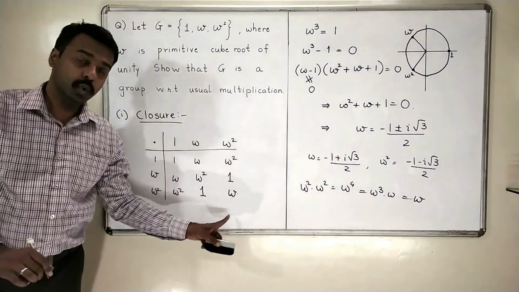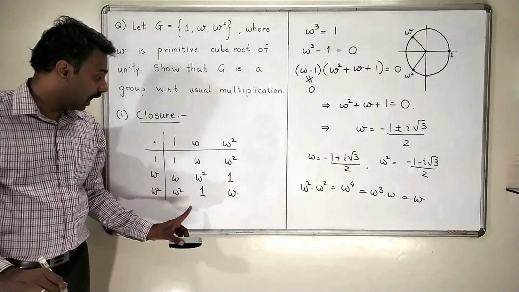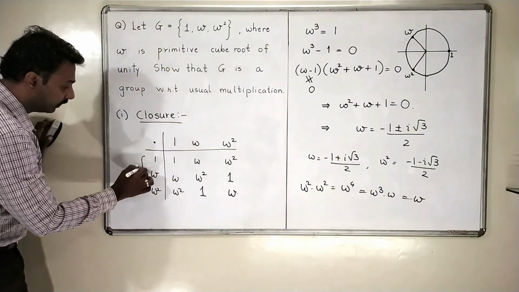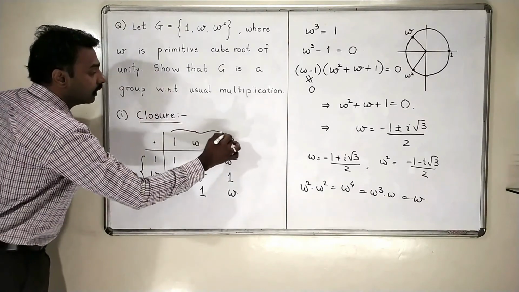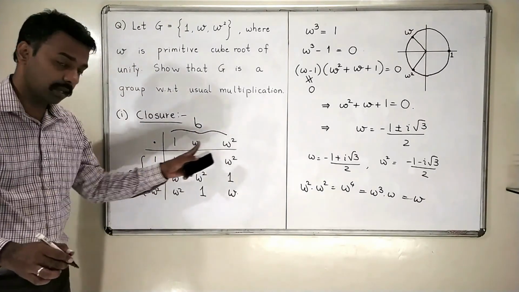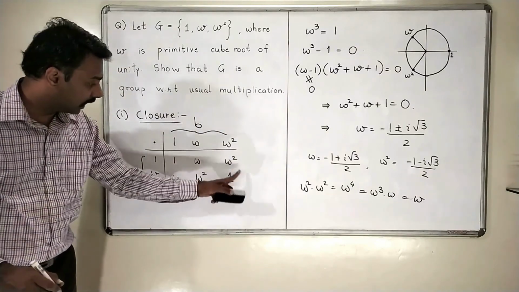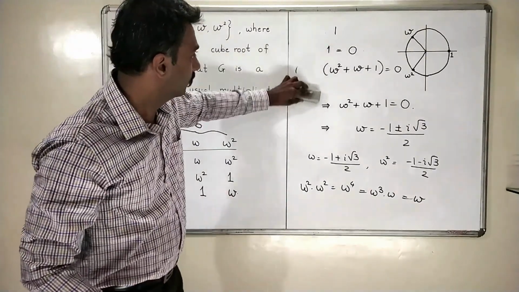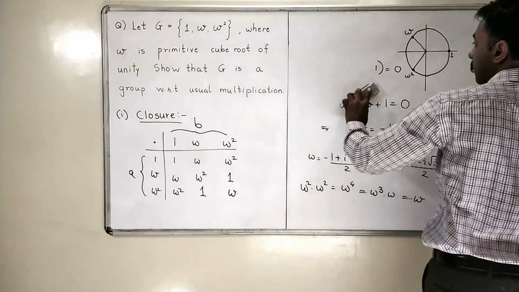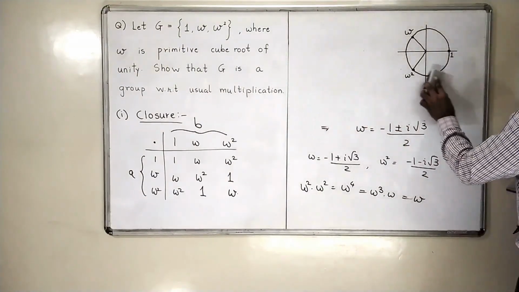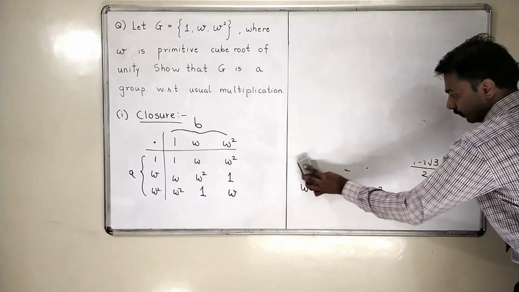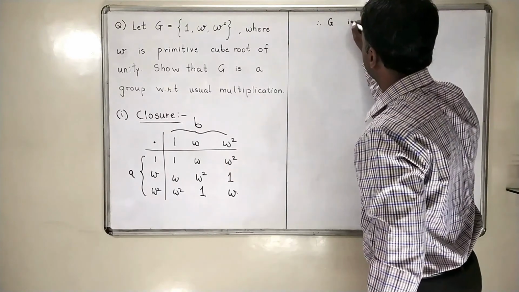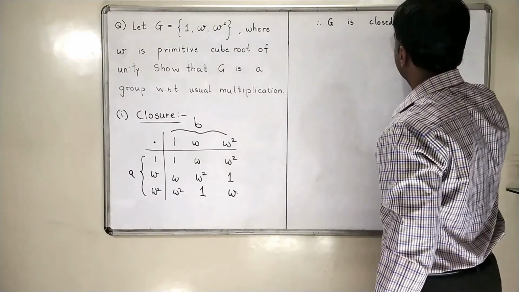So this table shows you that all the entries in this table are 1, omega and omega square. So given any A here and given any B here, what is A star B? A star B is the values in the table. They are again in the same set G. So the table shows that the set is closed under complex multiplication. Therefore G is closed under multiplication.